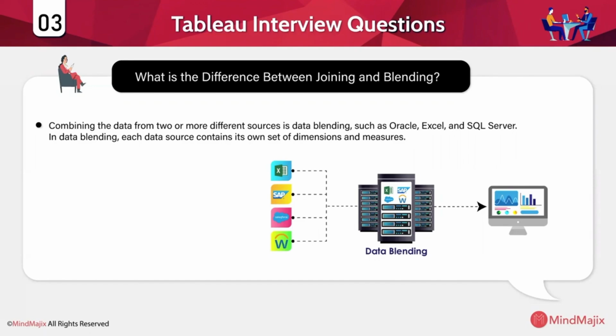Now we have to understand what data blending is. Data blending is a process whereby big data from multiple sources is merged into a single data warehouse or data set. It concerns not merely the merging of different file formats or disparate sources of data, but also different varieties of data. So combining data from two or more different sources, such as Oracle or SQL Server, is data blending. And in data blending, each data source contains its own set of dimensions and measures. So that is the difference between data joining and data blending.